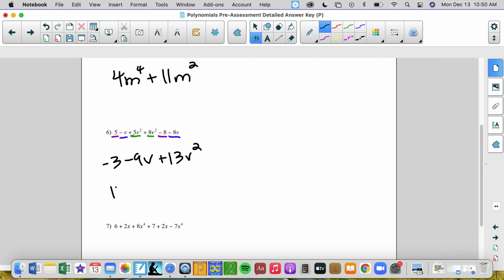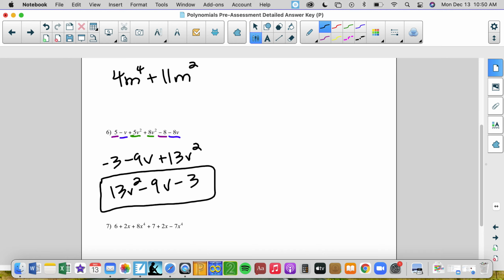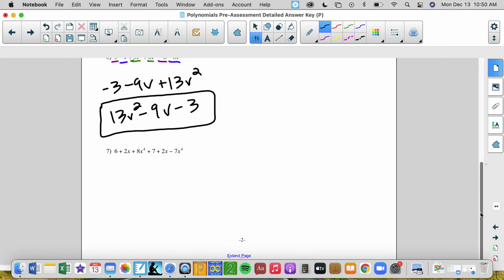Now we're going to write it in standard form. V squared is going to come before v, and the constant is always going to be last. Be careful of those negatives. Keep the negatives with the original number. When we look at this line, notice we've got a positive 13v, a negative 9v, so it has to stay negative 9v. A negative 3 has to stay negative 3. Positive 13v squared needs to be positive 13v squared there.